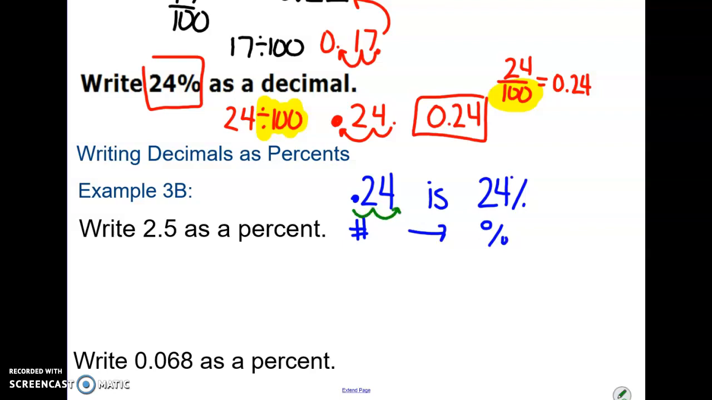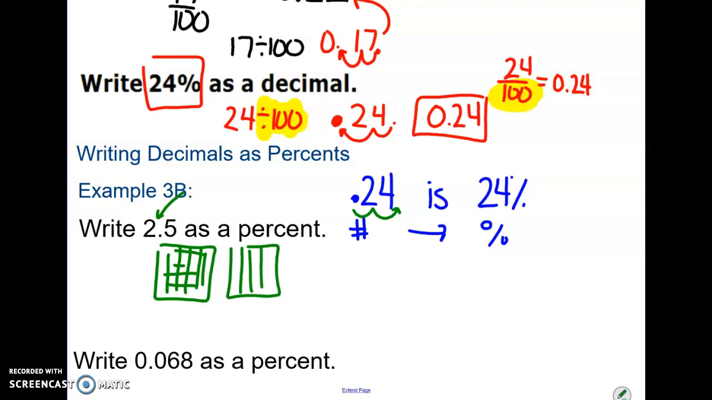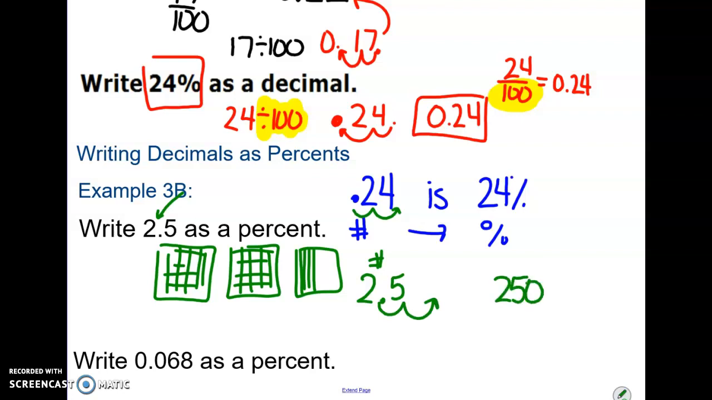So if I have 2.5 and I write it as a percent, I think of it as though I had one whole grid of 100, 2 whole grids of 100, and half a grid. Okay, so 2.5 as a percent: this is my number, I'm changing it to a percent, I move the decimal point 2 places to the right, and it would be 250%.